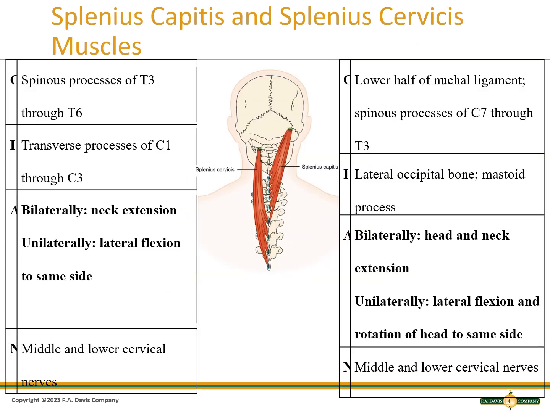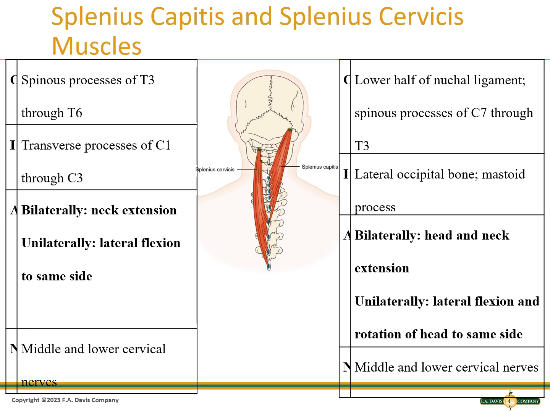Splenius capitis and splenius cervicis muscles are going to be posterior and deep to our erector spinae muscles. They are going to be named for what they contribute to motion for. So capitis is going to be capital for head, cervicis, cervical for cervical spine. Splenius cervicis originates on the spinous processes of T3 through T6 to insert on the transverse processes of C1 through C3. And we can tell that by its insertion, cervicis going to insert on the cervical spine.